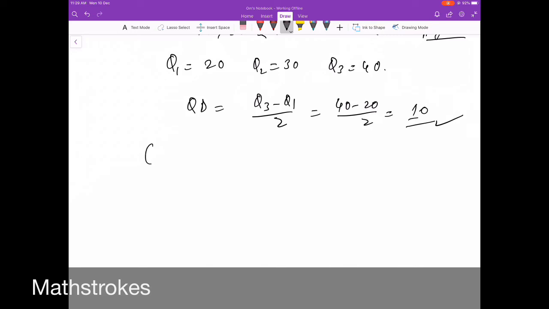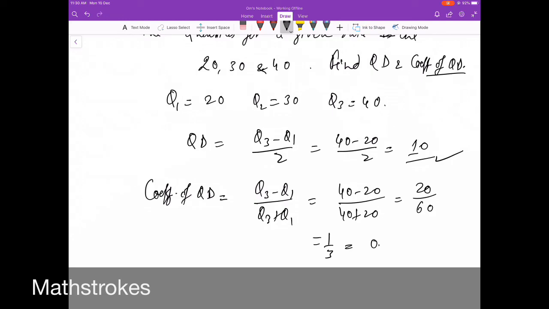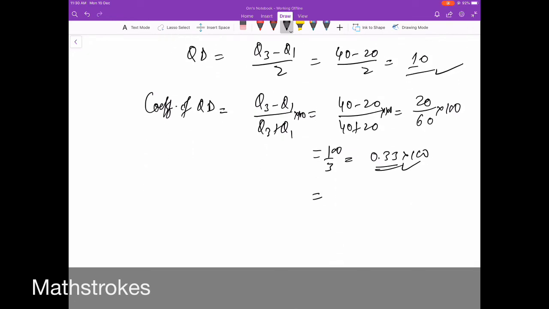And the coefficient of quartile deviation is q3 minus q1 upon q3 plus q1. So this comes out to be 40 minus 20 upon 40 plus 20, which is 20 upon 60, that is 1 upon 3, which is 0.33, multiplied by 100, and this is 33.33%.